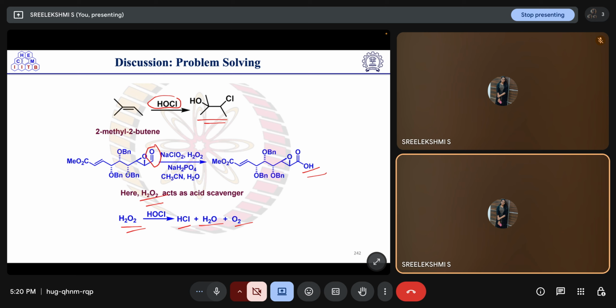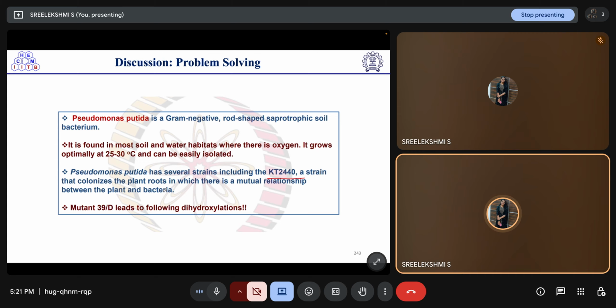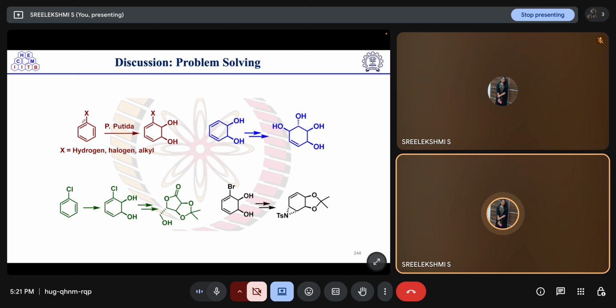Then it has several strains, including this KT2440 strain, which has a mutual relationship between the plant and the bacteria, so a symbiotic relationship. And this mutant 39 bar D leads to the dihydroxylation reaction. So aromatic compounds can be converted into this type of cis-diols using this particular bacteria. Then these cis-diols can be utilized to synthesize various natural products and biologically important molecules.